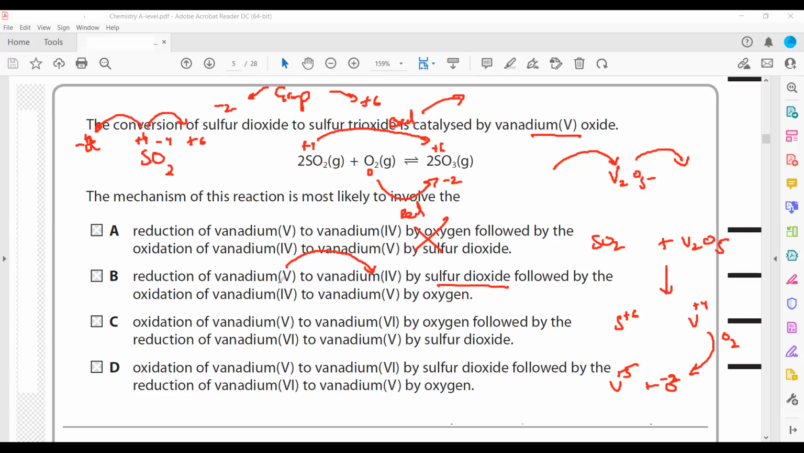So reduction of vanadium 5 to vanadium 4 by sulfur dioxide, because in this example sulfur dioxide is oxidized, so it will reduce vanadium. And then when vanadium is reduced, it has to return back, because it is a catalyst. A catalyst remains chemically unchanged, so it has to return to the same oxidation number. How does it return to the same oxidation number? By reacting with oxygen. So vanadium 4 returns to vanadium 5, because oxygen is reduced, so it will oxidize the vanadium. So B is the right answer. Is it clear?